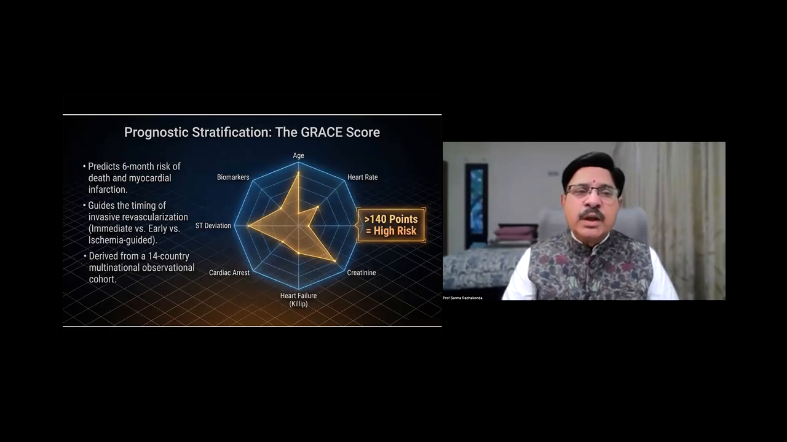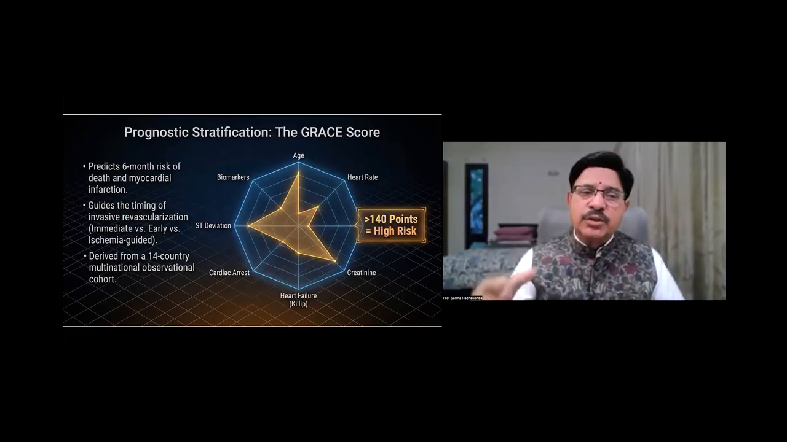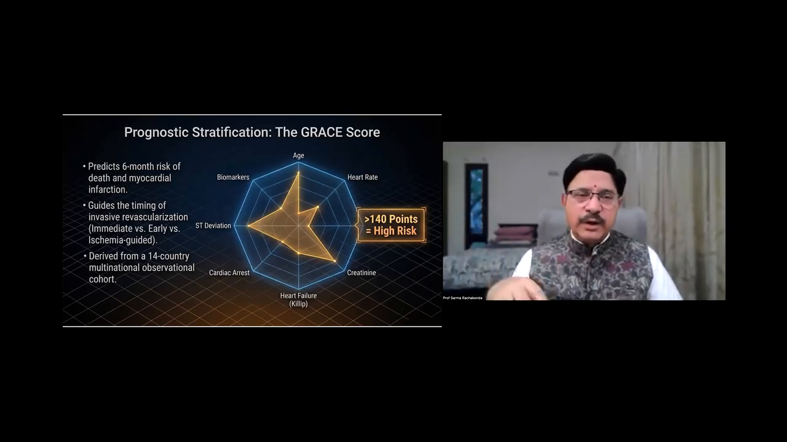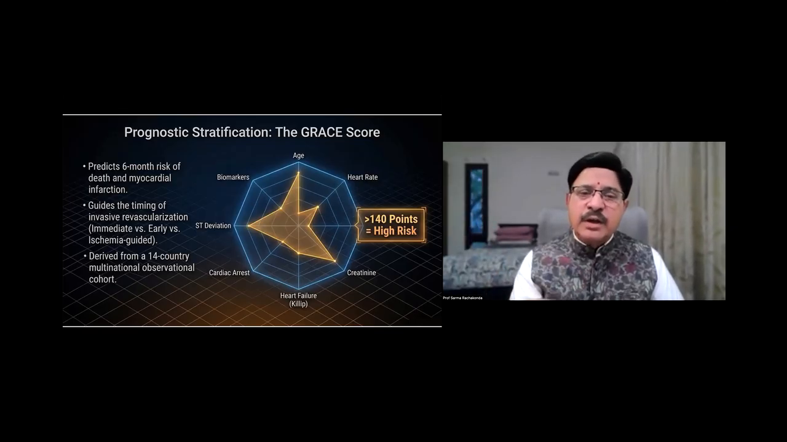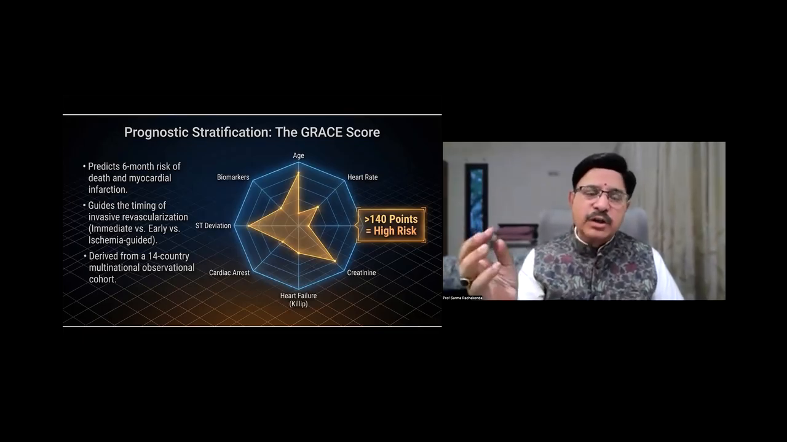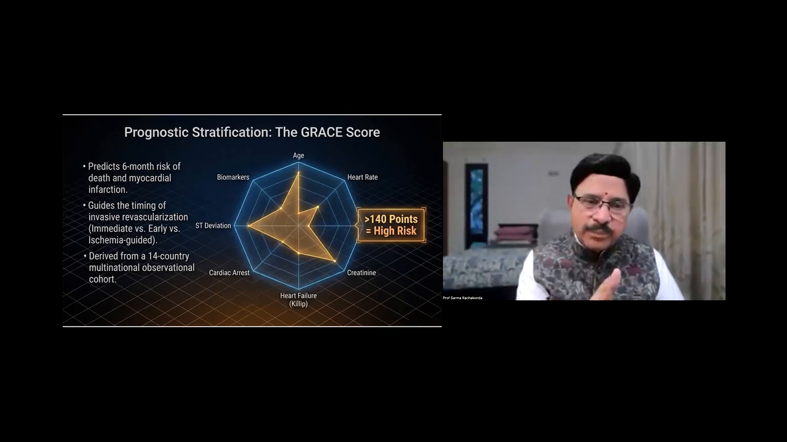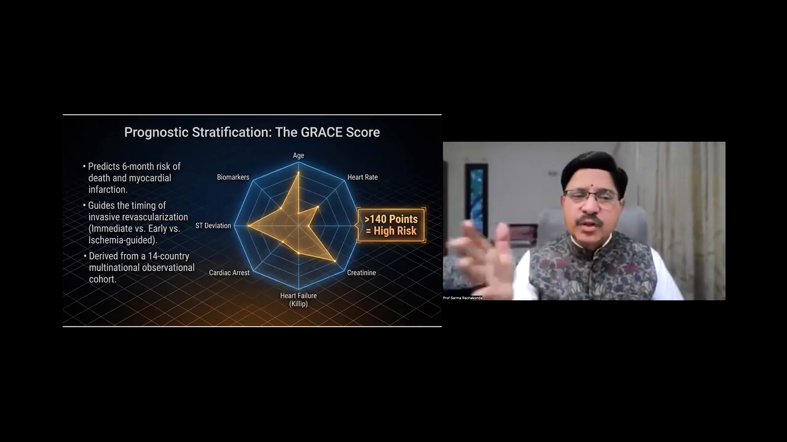What does it do? It predicts the 6th month risk of death and myocardial infarction, and guides the timing of invasive revascularization, whether you should do immediate or early or ischemia guided. The revascularization cath lab procedure, either a stenting and angioplasty or a bypass by the surgeon, can be 3 types: immediate, early, and ischemia guided.